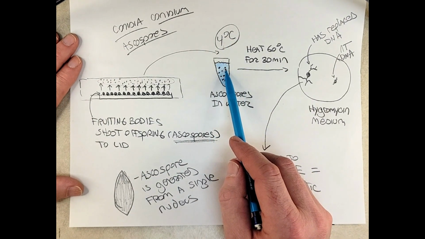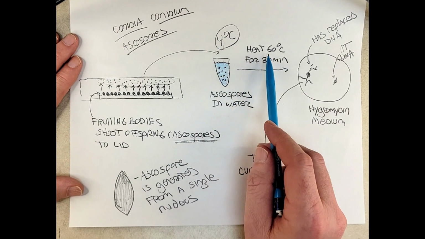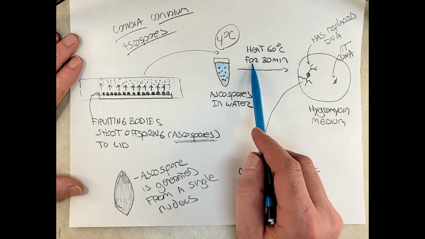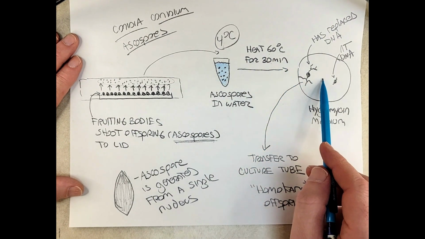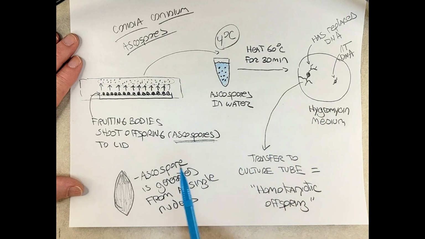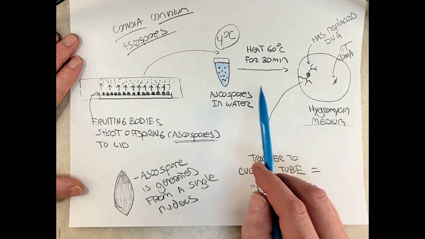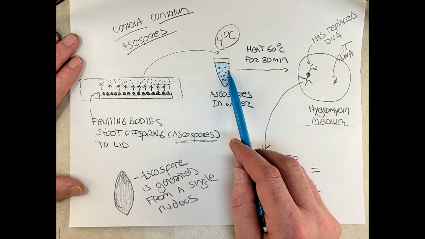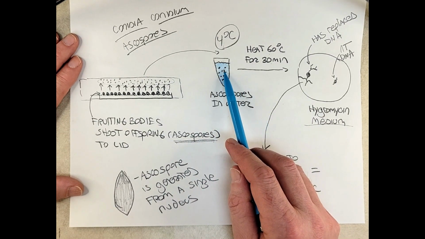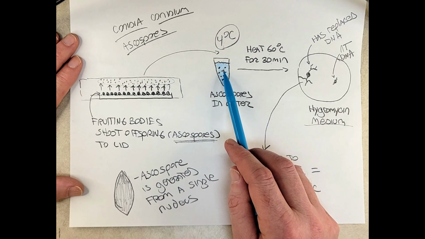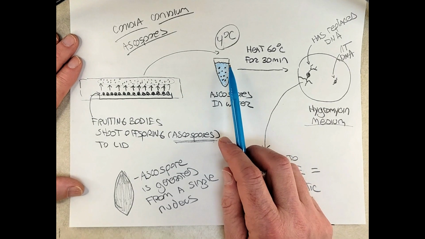When we want them to germinate, what we need to do is heat them at 60 degrees Celsius for 30 minutes and then plate them on a medium that has hygromycin. Why do we want medium that has hygromycin? Because ideally, half of the offspring will have the non-transformed nucleus and the other half will have the transformed nucleus. Ideally.